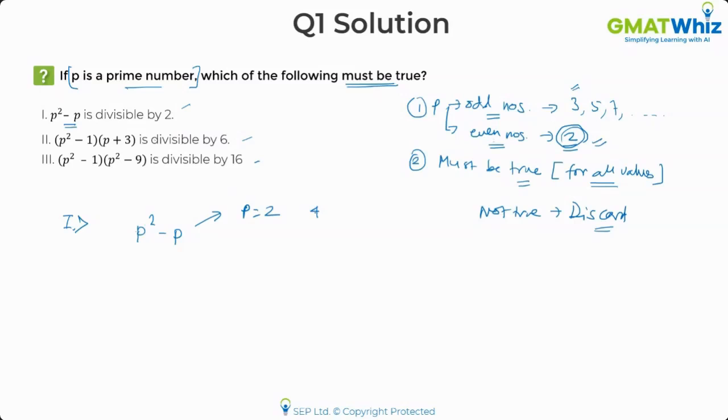P square minus p is 2 square minus 2, which is 2, and 2 is divisible by 2. So in this case, this is true. Then you take an odd prime number, say 3. 9 minus 3 is 6, and 6 is also divisible by 2. So even this is true. So what you can say is that this statement must be true.